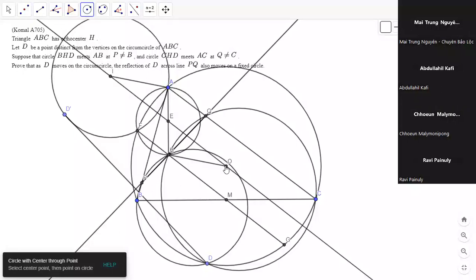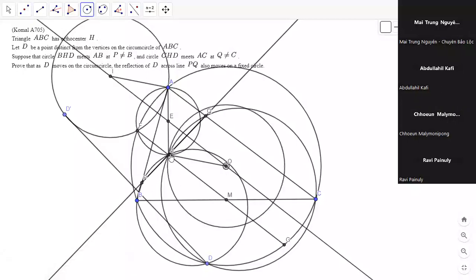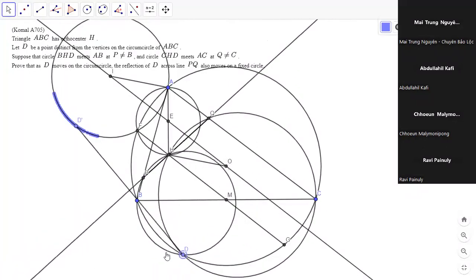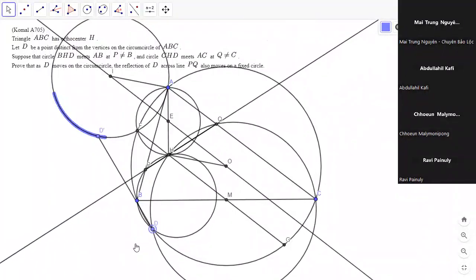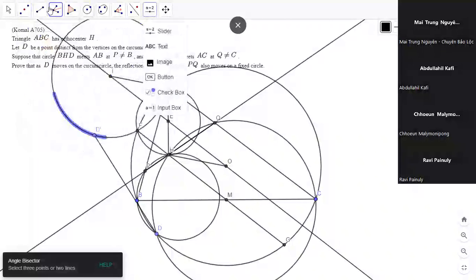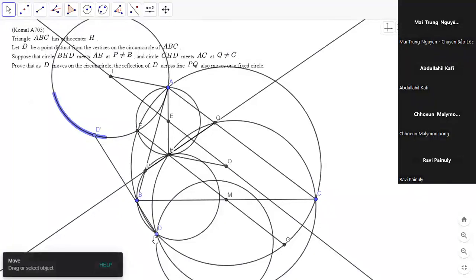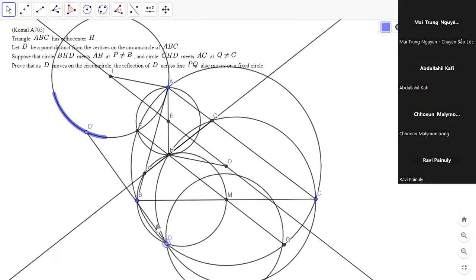So that is very interesting. So what do we get when we reflect that circle across PQ? AI is parallel to OH.